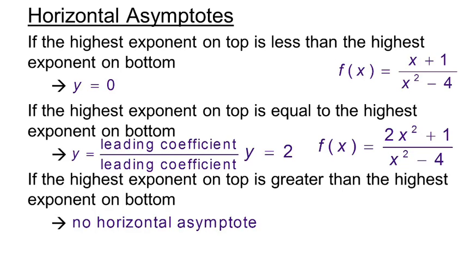Okay, and our third option is if the highest exponent on top is greater than the highest exponent on the bottom, there is no horizontal asymptote. An example would be (2x squared plus 1) over (x minus 4). Since the top has a higher exponent than the bottom, there is no horizontal asymptote.